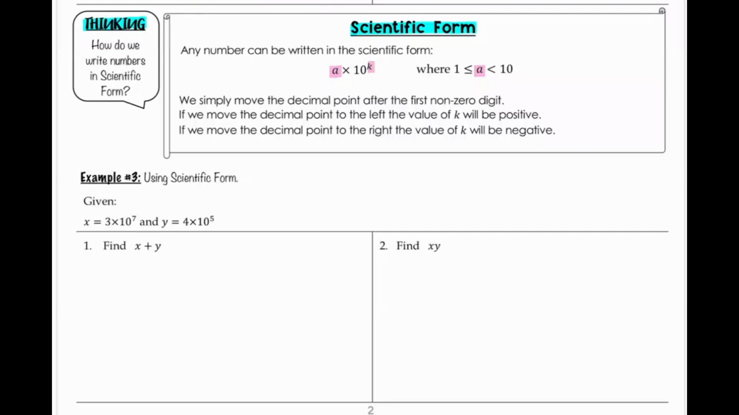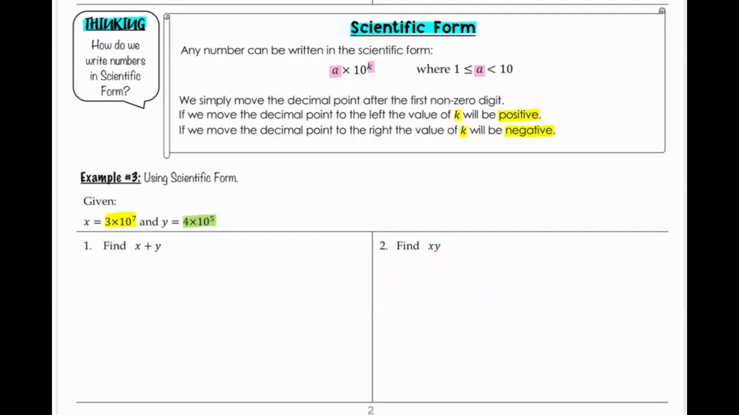If we move the decimal point to the left, the value of k would be considered positive. If we move the decimal point to the right, that means that the value of k will be negative, will be very small. So let's apply scientific notation here. We have been given x to be 3 times 10 to the 7th power, and we have been given y to be 4 times 10 to the 5th power.